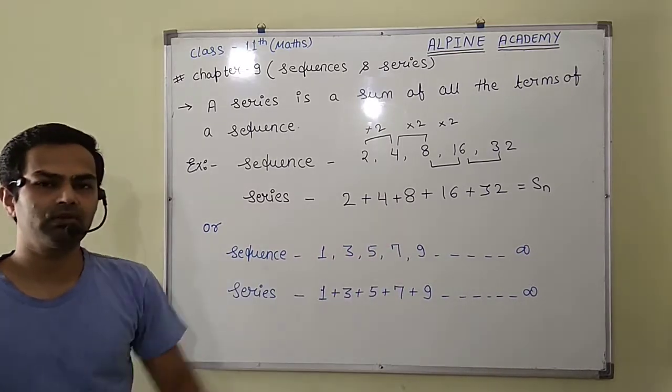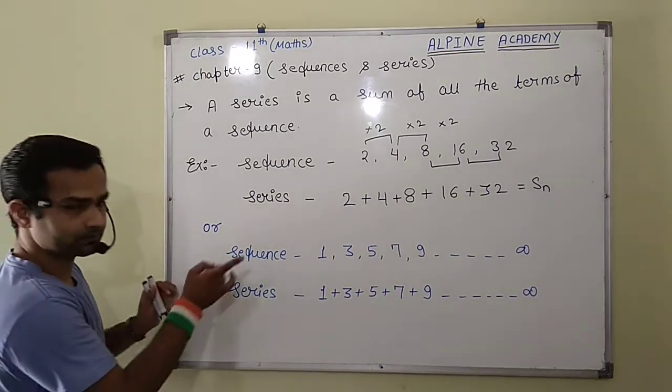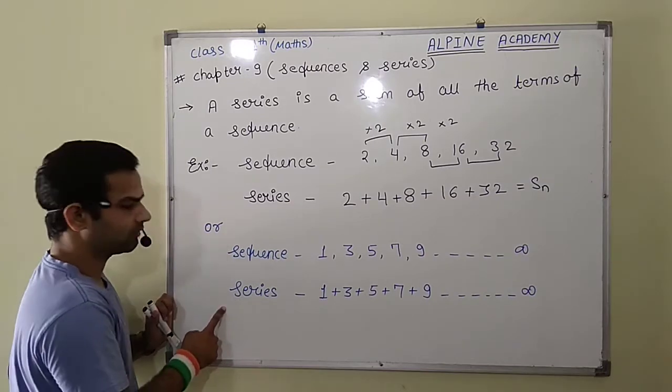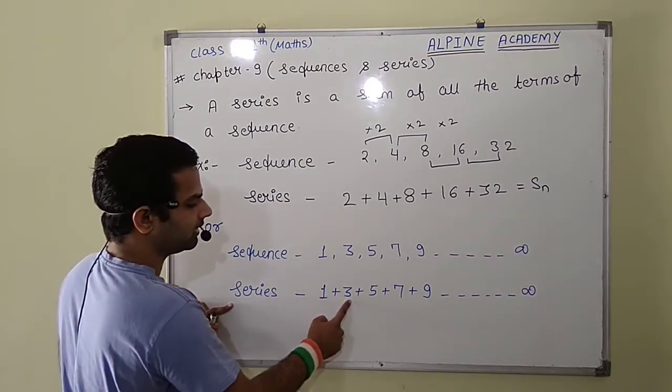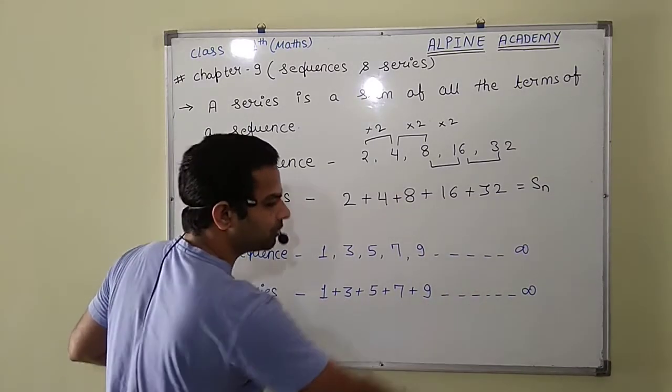सो यहाँ पर जो रूल है वो क्या है आपका +2. Now the corresponding series of this sequence is 1 +3 +5 +7 +9 up to infinite.